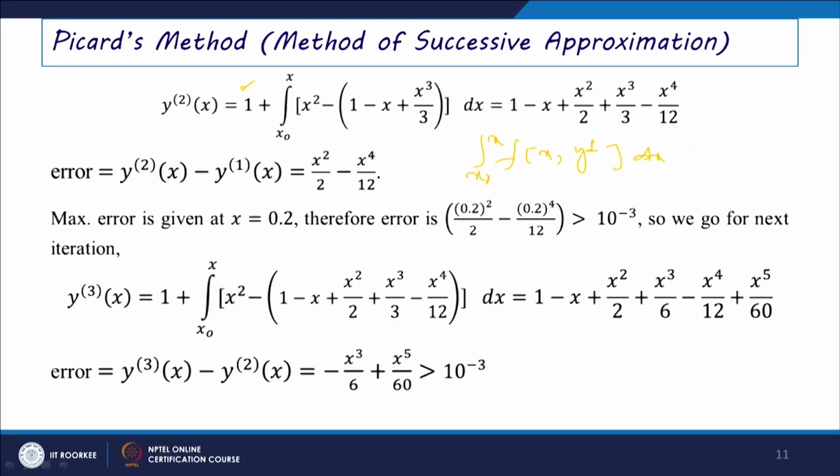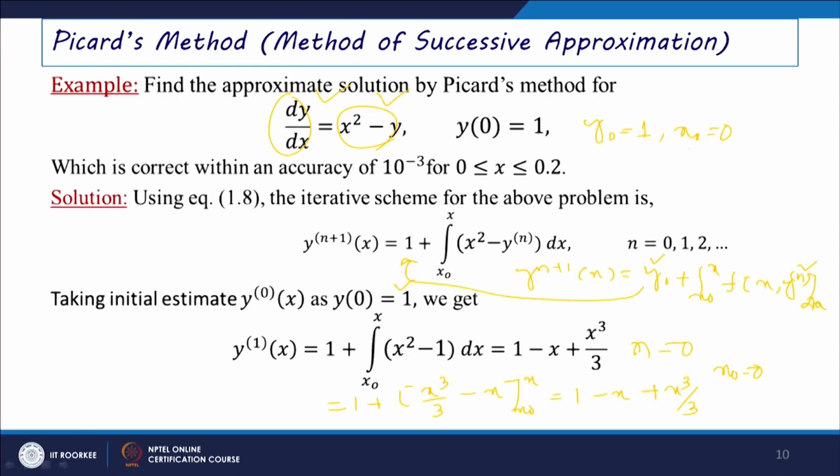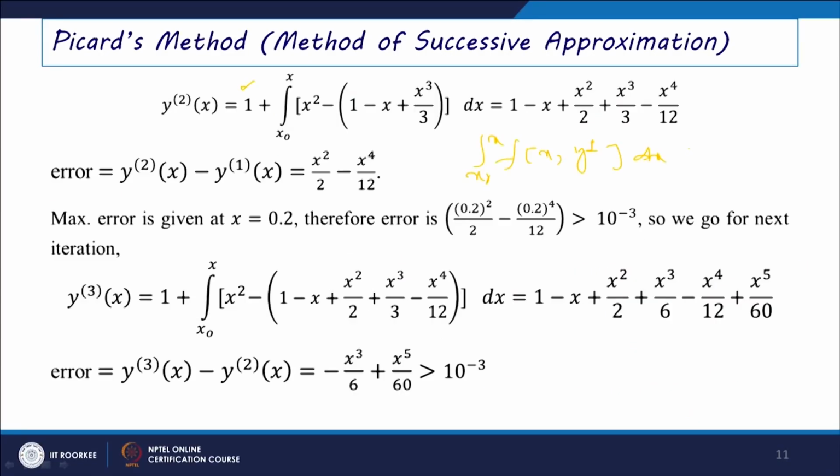So, y to the power of 1 we can just say is nothing but what we have just obtained, 1 minus x plus x cube by 3. That's why in place of y to the power 1 here, I am just putting 1 minus x plus x cube by 3. And integrating this whole term, that can be represented as 1 minus x plus x square by 2 plus x cube by 3 minus x to the power 4 by 12.